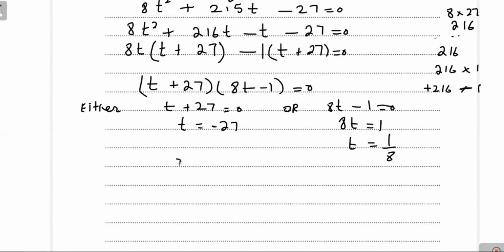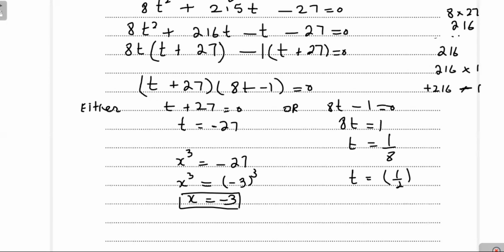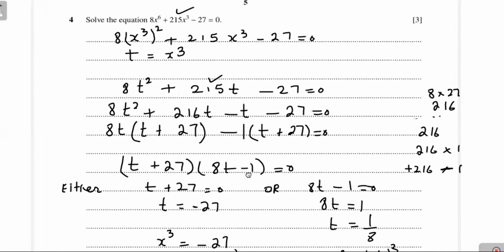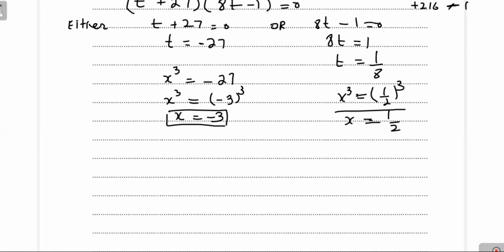Now, the value of t is x cubed. Therefore, x cubed equal to minus 27. We can write it as minus 3 whole cube equal to x cubed. Therefore, x will be equal to minus 3. And same here, x power 3 equal to 1 over 2 power 3, and therefore x will be equal to 1 over 2. Therefore, the solution of this equation will be x equal to minus 3 and x equal to 1 over 2. And this is the answer.